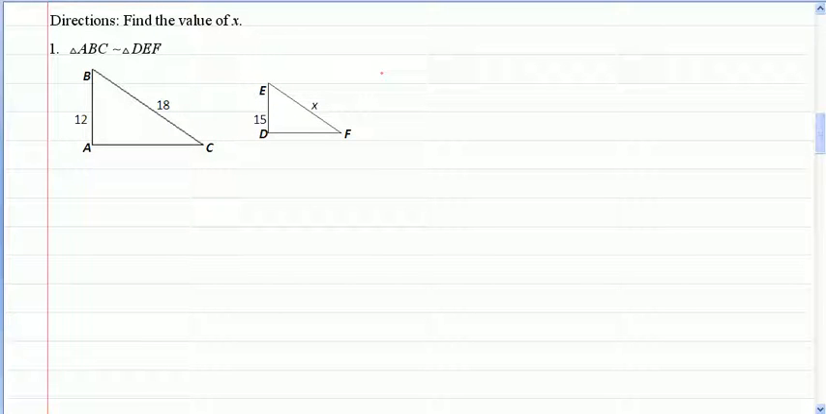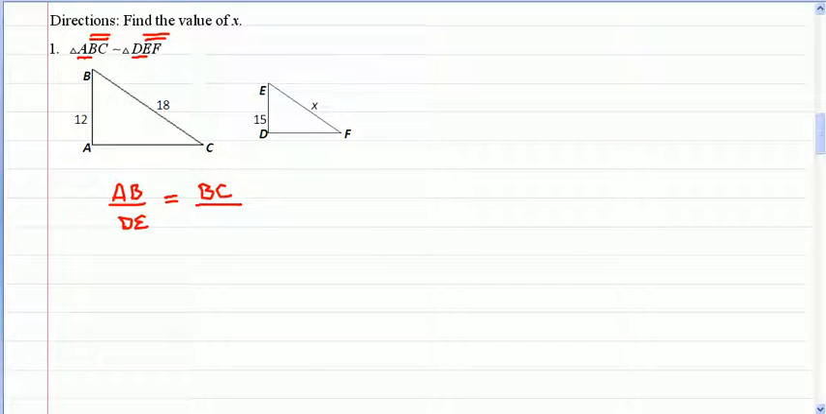So the directions are to find the value of x. And when you're finding the value of x for similar figures, you want to set up a proportion. So I am given side AB and side DE. So I'm going to take AB over DE, and then I'm given side BC, and side EF is the one that I'm actually trying to find. So I'll set this equal to BC over EF. And once I have my proportion set up, I just plug in the numbers.